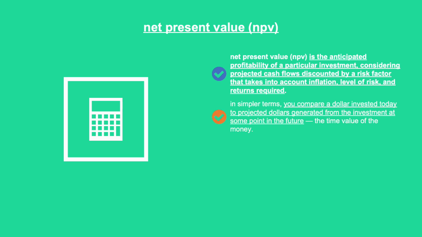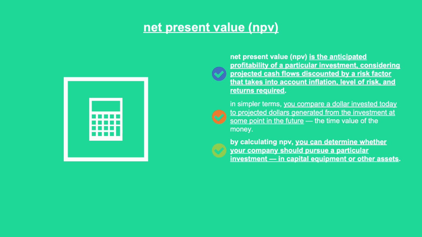In simpler terms, you compare a dollar invested today to projected dollars generated from the investment at some point in the future, the time value of money. By calculating NPV, you can determine whether your company should pursue a particular investment in capital equipment or other assets.